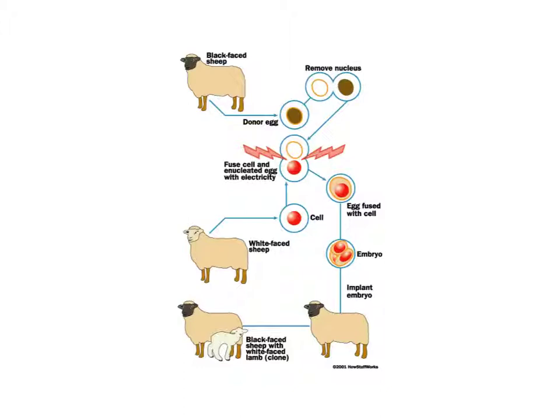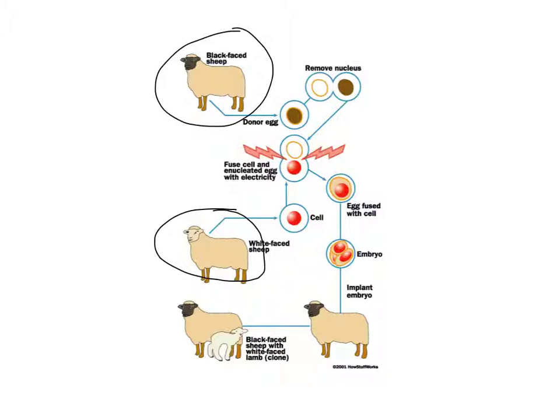In this example, you're going to get the egg from this black-faced sheep here. You then remove the nucleus from the egg, so basically it's an empty egg shell. You then take a body cell from the sheep you want to clone. Here it's the white-faced sheep. You remove the cell. That cell is containing all the DNA.